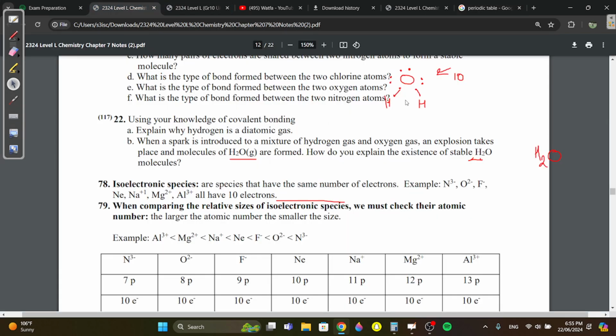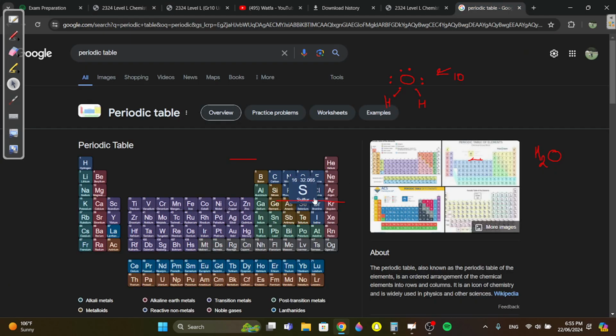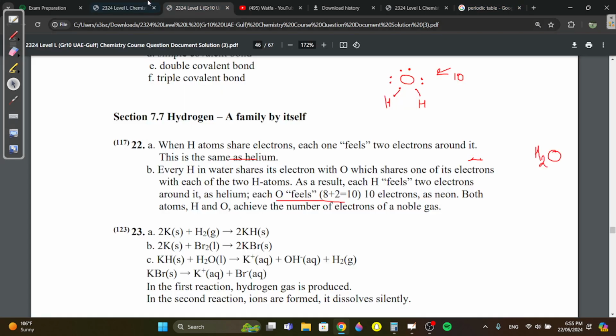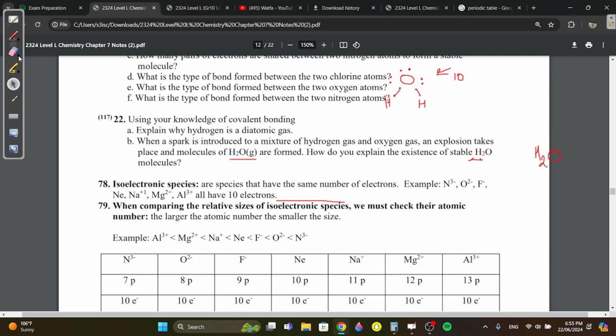Okay, let's take a look at both hydrogens. Hydrogens had 1, but now they both have 2. 1 plus 1. And who has 2? Helium. So we can say oxygen gained 2, so it feels like it has 10 electrons like neon. And the hydrogen feels like it has 2 like helium. Okay, and you can say they both achieved the noble gas configuration.